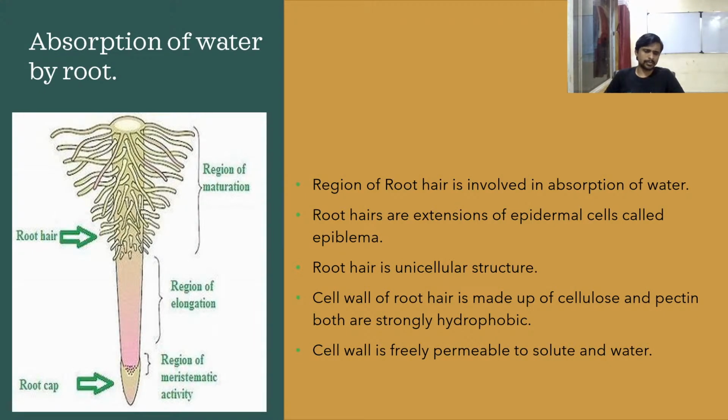Let's start from the very basic part. Which region is involved in absorption? If you take the root of a plant, the detailed structure of the root looks like this. These are the different types of regions. Here is the meristematic tissue, as we call it.